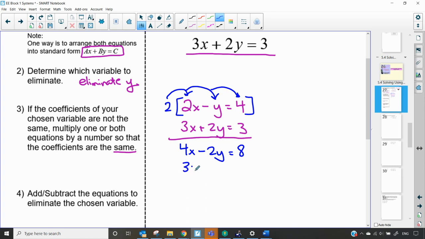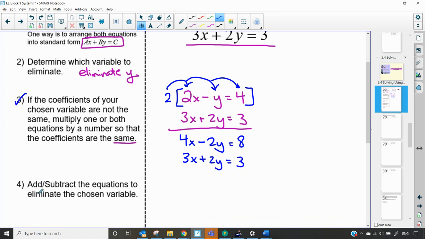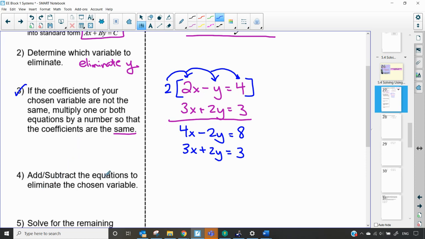Underneath, I haven't changed this equation. I've got 3x plus 2y equals 3. So I've finished that step, and now we're on to step 4. Step 4 says to add or subtract the equations to eliminate the chosen variable. I have a negative 2y and a positive 2y. My signs are opposite, so if I want to make them disappear, in other words equal to 0, I'm going to add them.